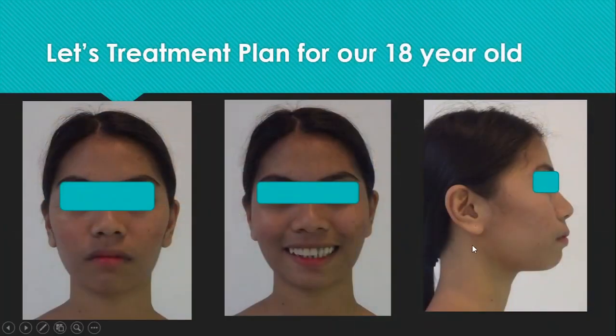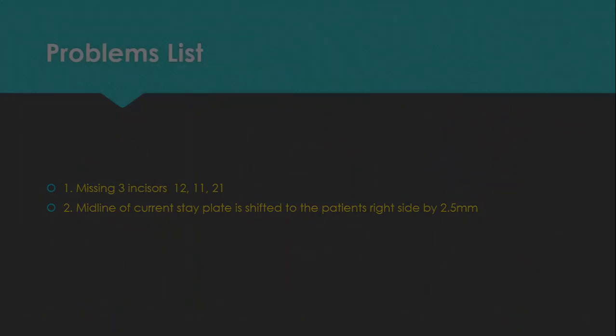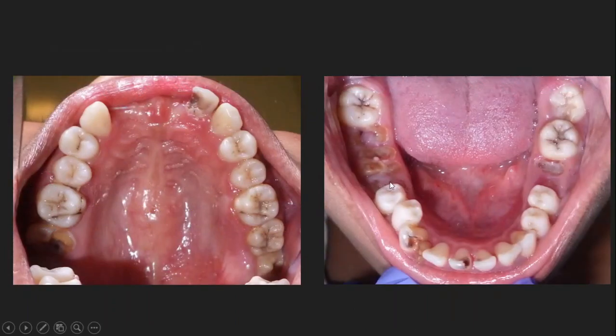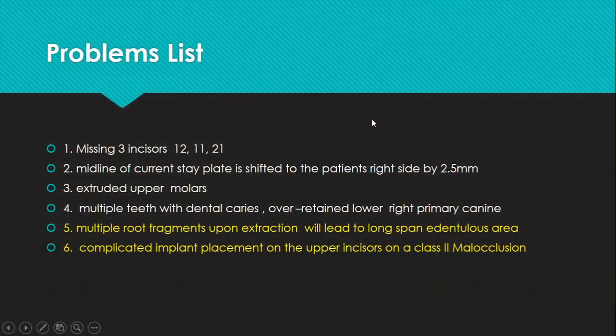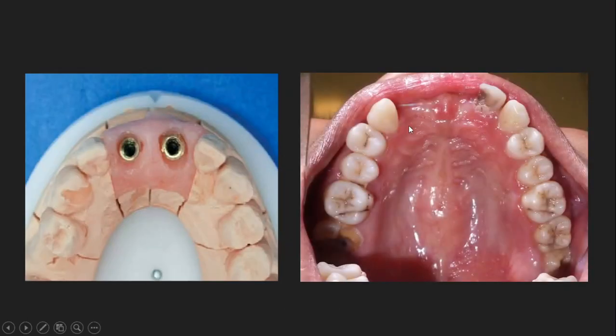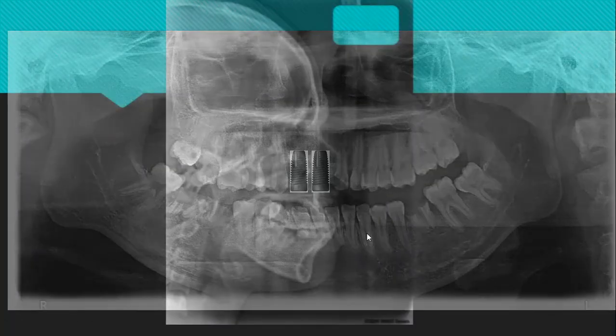So let's help our 18-year-old patient that I shared with you a while ago. The chief complaint of this patient is she's missing some of her front teeth. So we have missing incisors, and then we have extruded molars in the back, and this will become a long edentulous span. And we have a complicated implant placement because rather than just putting 2 implants, the space is kind of too big for 2, but too small for 3, and the teeth have shifted. So even if you're going to put 2 implants over here, the midline will still be compromised, and the occlusion is still nowhere near optimum levels.